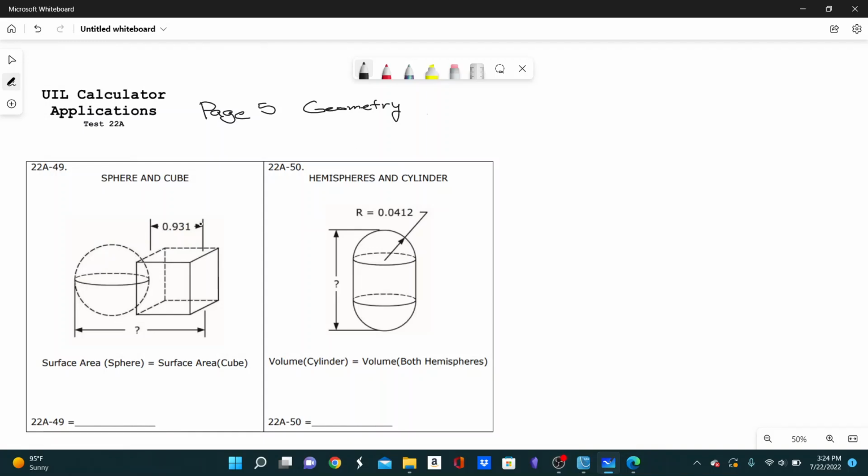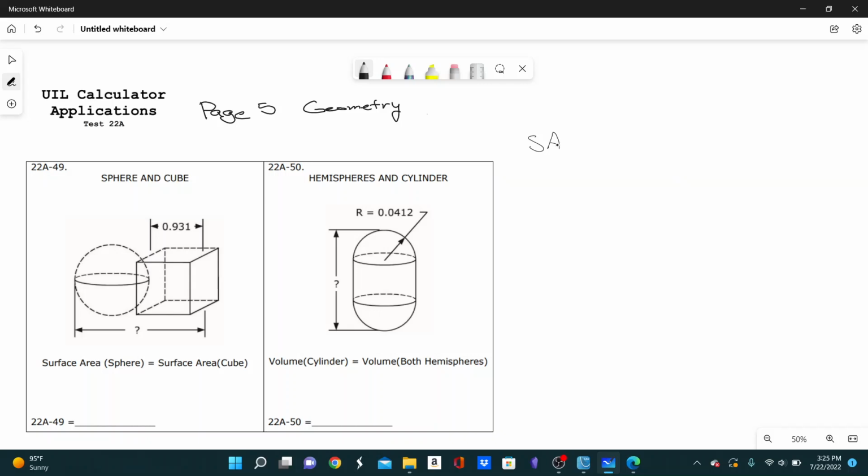Number 49. We have a sphere and a cube. We know the side length of the cube is 0.931, and we know the surface area of the sphere is equal to the surface area of the cube. So let's see, what surface area formulas do we know? A cube is just 6 squares. The surface area is just 6 squares.